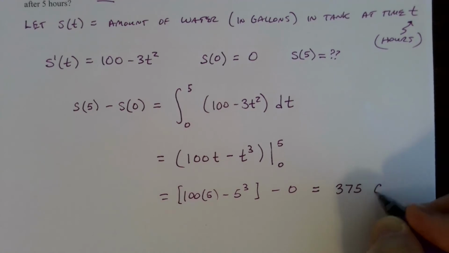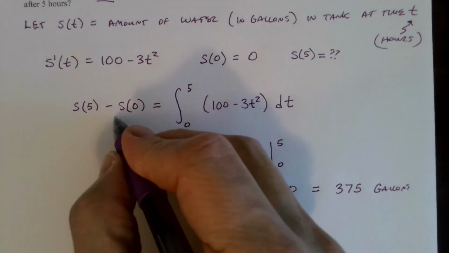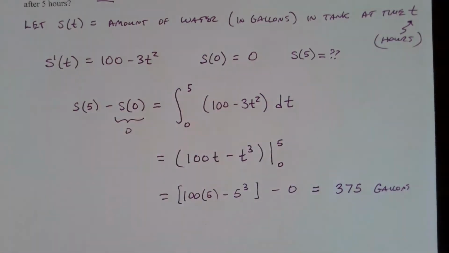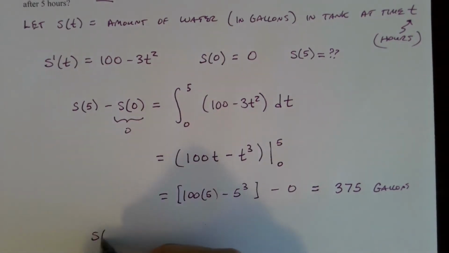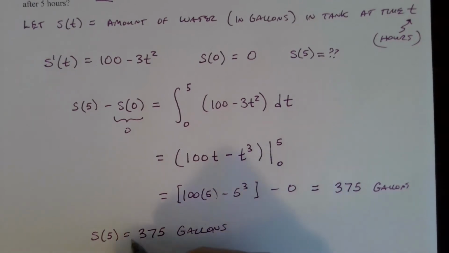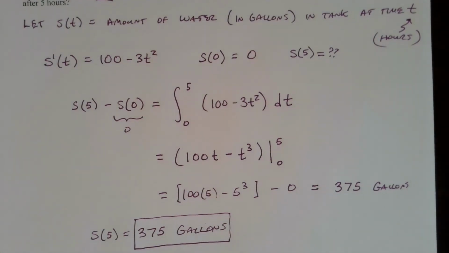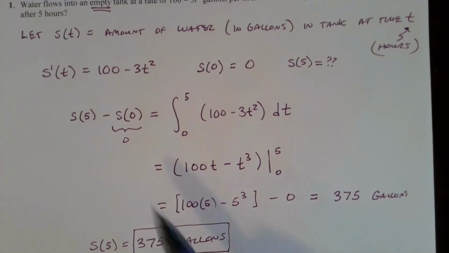Our units are gallons. Okay. And since S of 0 we know is equal to 0, we can now answer the question that S of 5 is 375 gallons. So that's the amount of water in the tank after 5 hours. Okay. Now read the problem carefully, because as I said, this tank was empty.